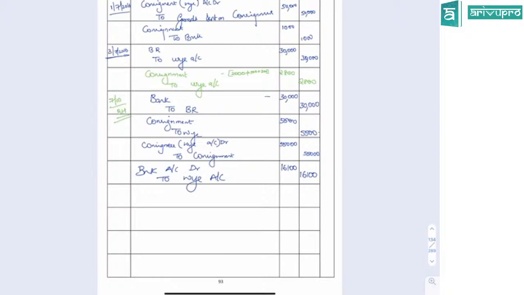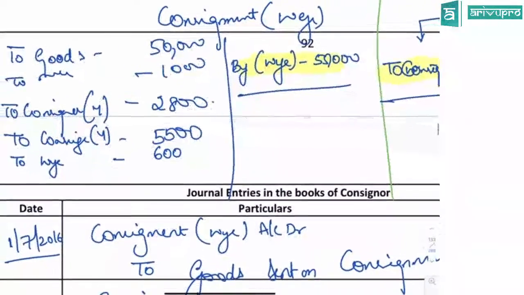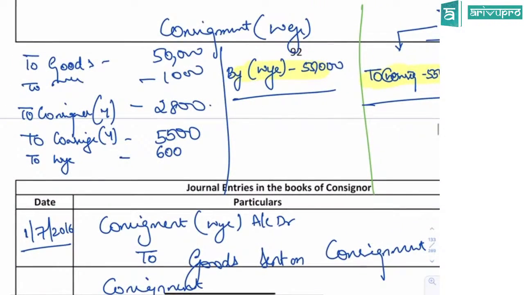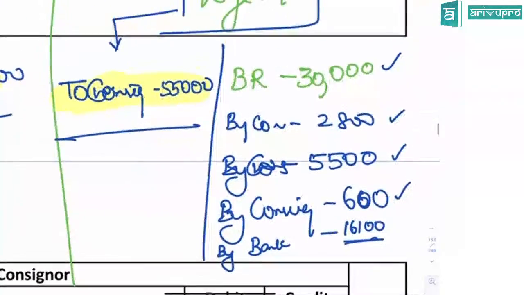Done. My next part is I have to find the profit on consignment. Guys, if I have to try finding out the profit on consignment, is the Y account clear for everyone? I'll delete it so that it becomes easier for you guys to understand next. Can I delete it?